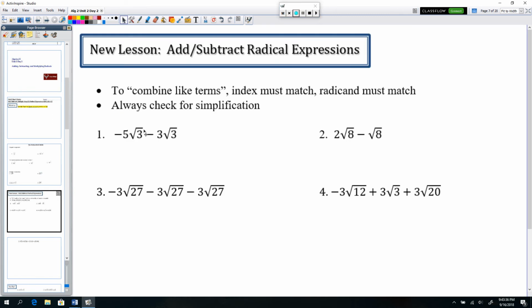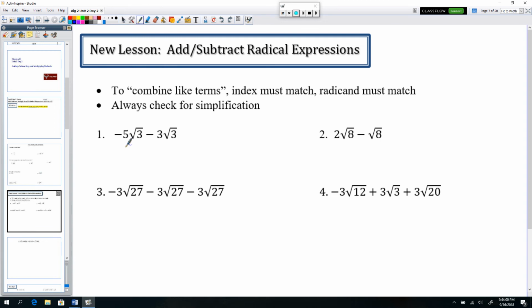So the first thing we talk about in adding and subtracting radical expressions is the fact that we need to do something of a combining of like terms, okay? You cannot add or subtract things that are not alike. The index, or the little number above the shelf here, has to match, and the radicand, or the thing underneath the radical, has to match. Otherwise, we can't combine those like terms.